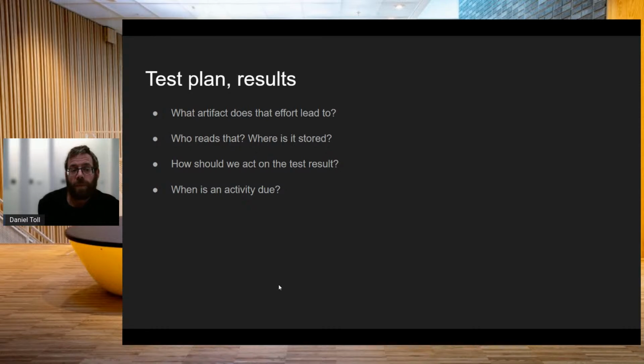So if we're planning something, who is going to get the information? What is the information going to look like? We could have a test report as an artifact, for instance. But we should only have a test report as an artifact if someone wants to read it, needs to read it in order to do something else, in order to decide something. So who is going to read it, where is it going to be stored, and how should we act on the test results? And finally, when are we going to have this done?